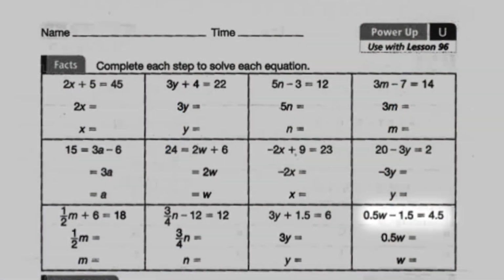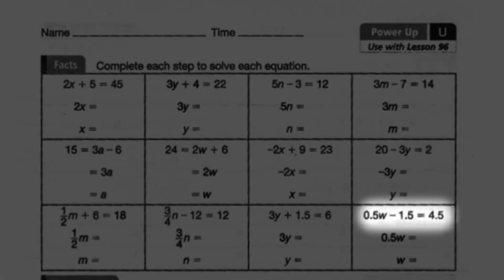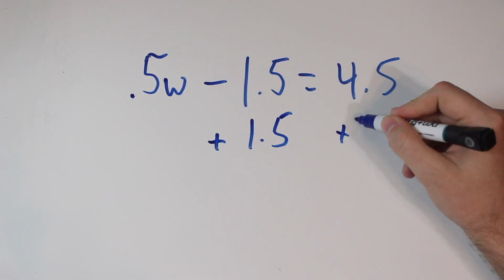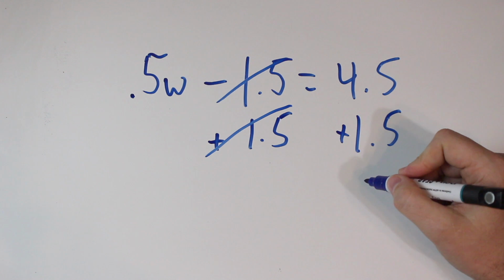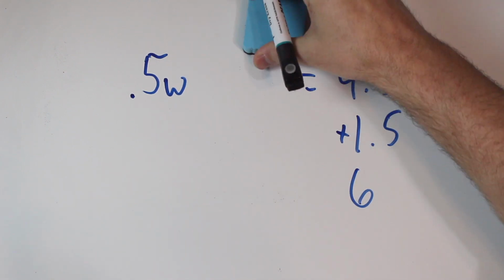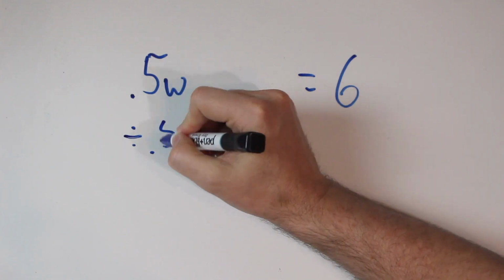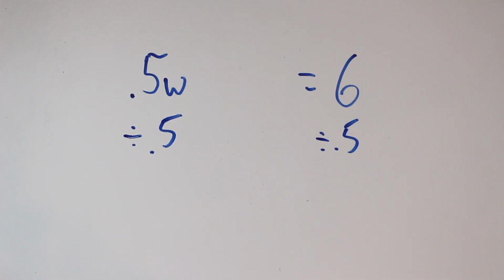Finally, 0.5w minus 1.5 equals 4.5. First, undo the subtraction by adding 1.5 to both sides. That leaves us with 0.5w equals 6. Now, divide by 0.5 on both sides.